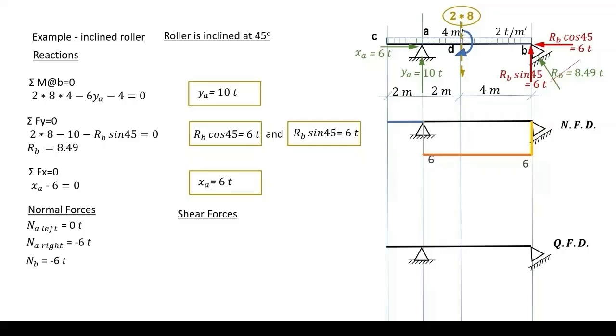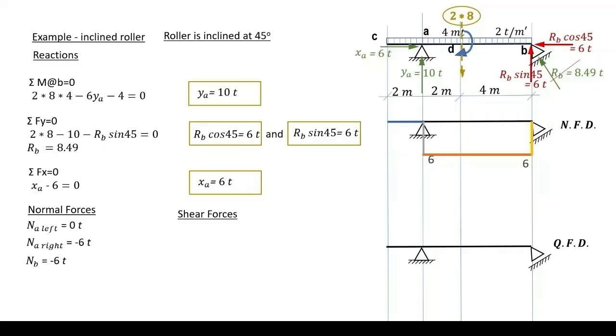Shear force diagram. To compute our shear, we point out two facts. The first, A has two values of shear, one QA left and another one QA right, with a difference of 10 tons. This is because of the existence of the concentrated shear YA equal 10 tons.